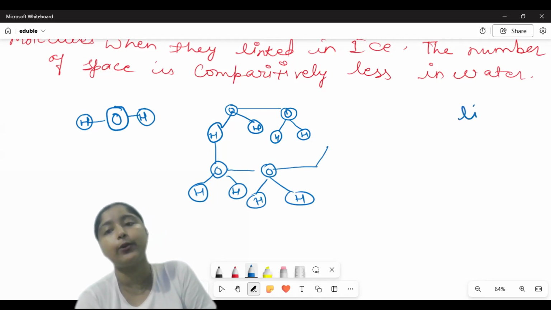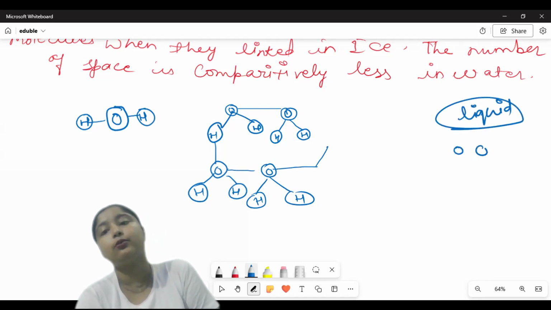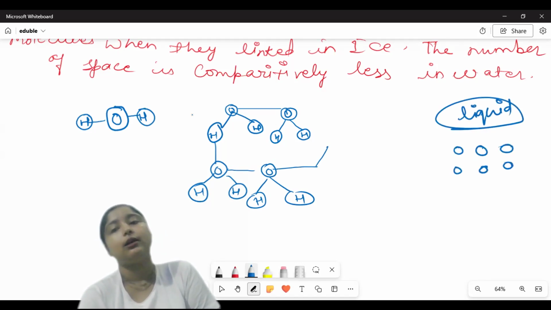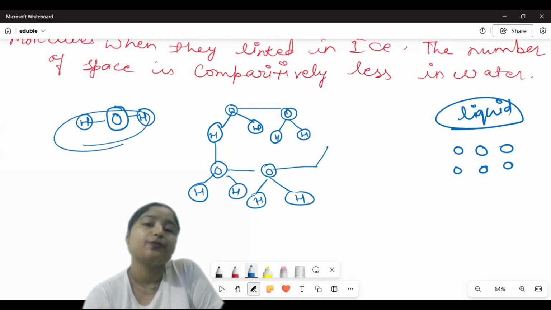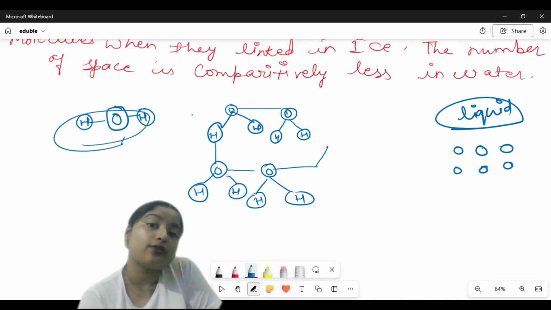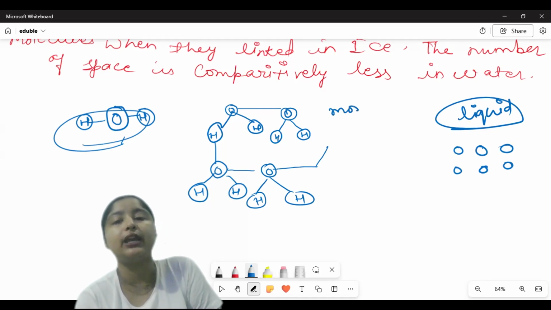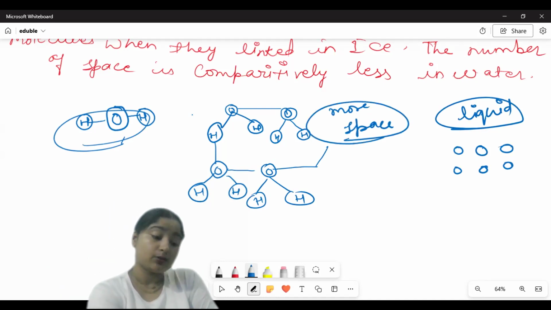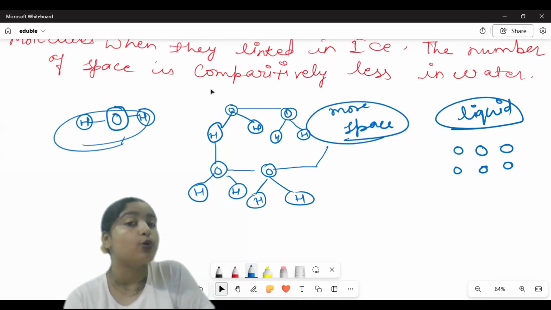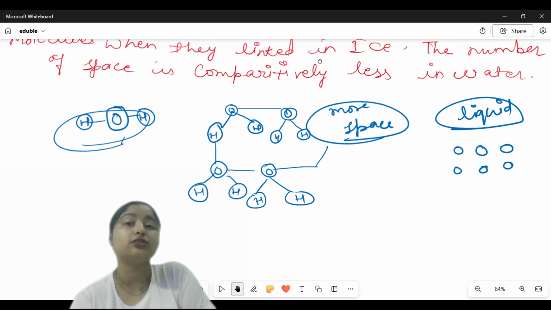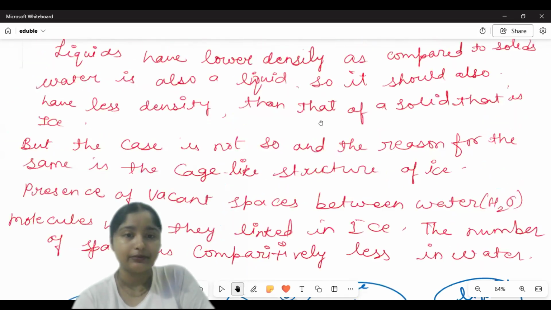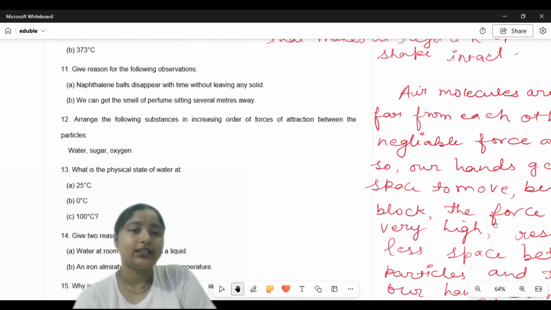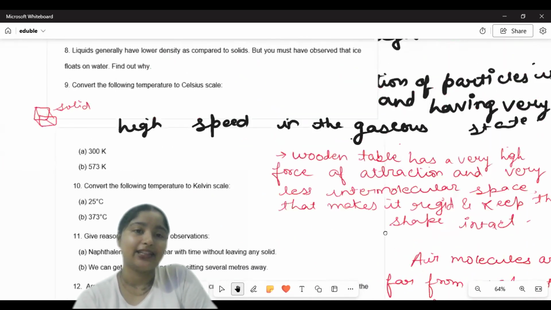The liquid has less density as compared to the solid, and one of the reasons is that their molecules have space in between, right? But as compared to water, the ice, due to the structure of ice, has more space in between. So that is why it floats on water. Water in the case of ice is less dense. Okay.